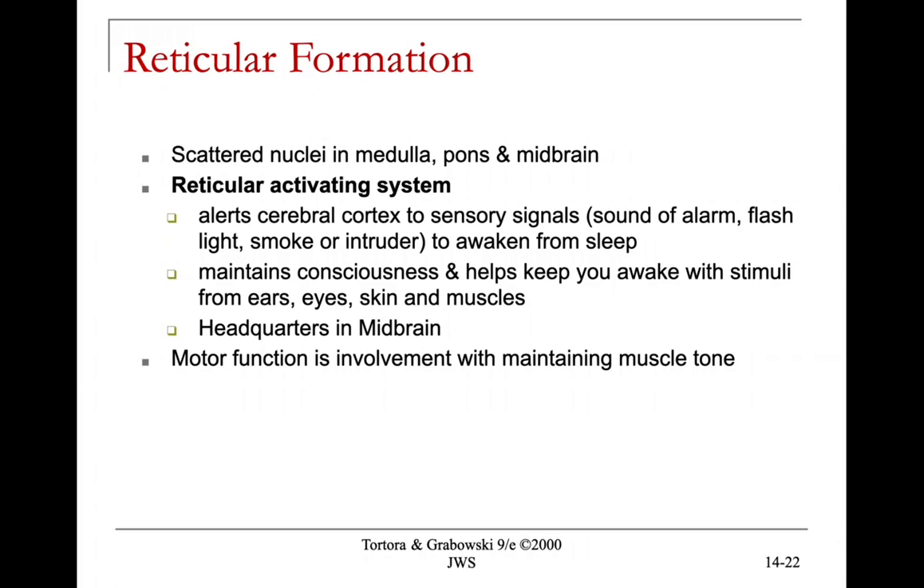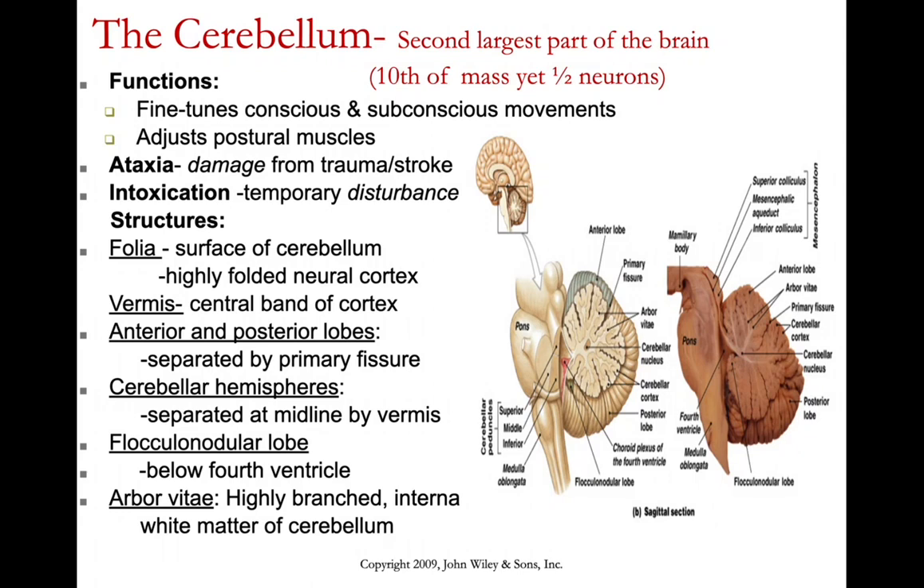Motor function is involved here with maintaining muscle tone. The cerebellum, the second largest part of the brain, does have a large amount of neurons for its size, so it's 1/10 of the mass, but half the neurons. This is going to fine-tune conscious and subconscious movements and helps adjust postural muscles. Ataxia would be difficulty with balance. This would result from damage from trauma or a stroke. Intoxication from alcohol or other substances can cause temporary disturbances in this.